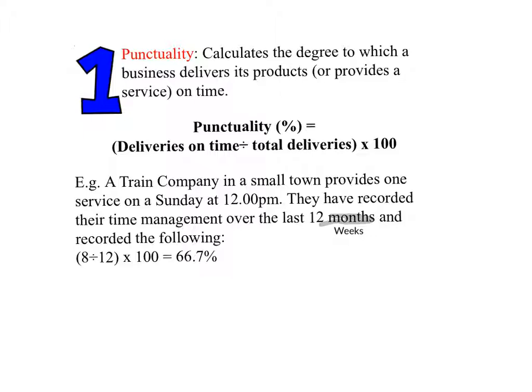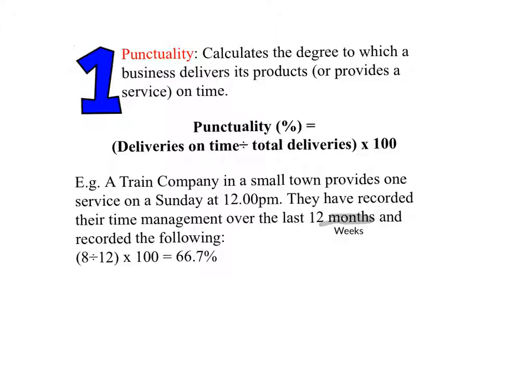So 8 times out of the 12 weeks, so for 8 weeks it was on time, okay? It was on time at 12 p.m. However, 4 times, okay, within that 12-week period, they were late. So therefore, you do your 8, you divide it by your 12, times by 100, and that gives you 66.7%. So punctuality is shown as a percentage. Now, 66.7%, is that good?